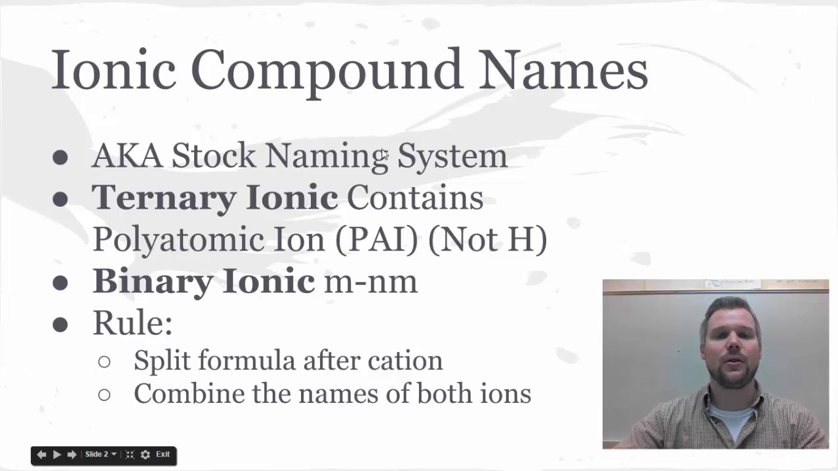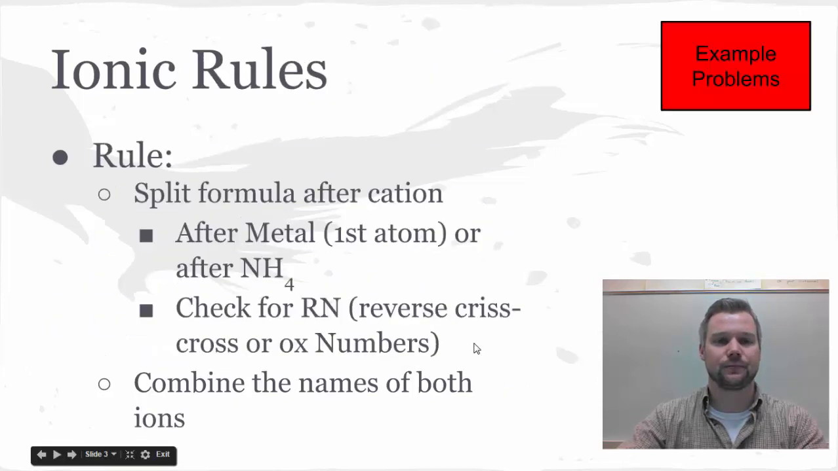Now, we're taking some liberties here for our class. This is how the formulas will be written in our class, but of course there are other formulas out there that would break these rules, such as glucose, C6H12O6, which wouldn't be ternary ionic even though it has 3 or more atoms inside that formula. So here's our general rule. We're going to split the formula after the cation, so you need to be able to ID the cation inside that formula. And then after we've split it, we're just going to name both ions, whatever those names happen to be. So we have some other tips on how to go about doing that.